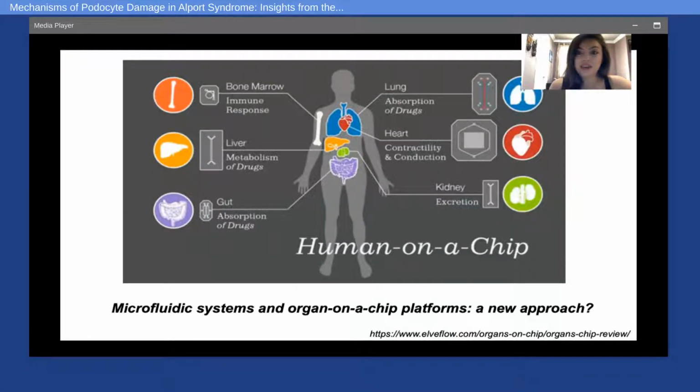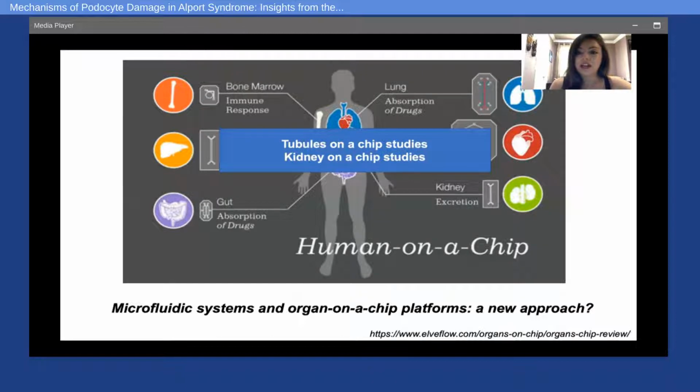Recently, the human-on-a-chip system has been quite interesting, using microfluidic and organ-on-a-chip platforms to study various organs in connection with one another. Of interest are also the tubules on a chip and the kidney on a chip, to really begin to understand how to target specific organ types with specific types of treatments.